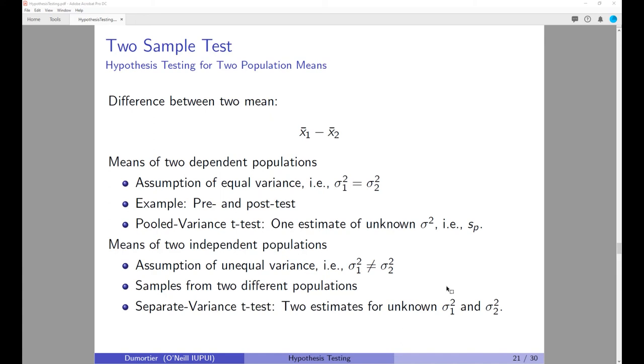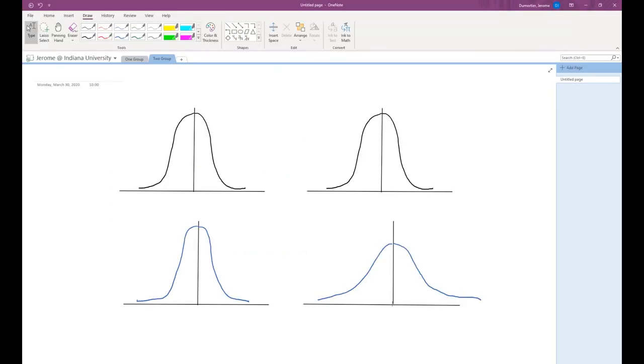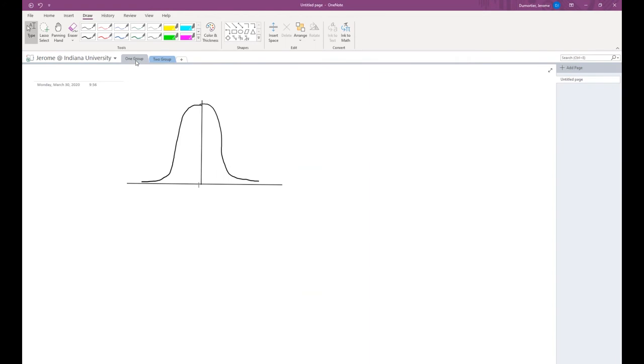Now, consider the following. What we have seen during the last lecture, when we are just looking at one sample, is that, for example, we are looking at water pressure, where we hypothesize that the water pressure is 50 psi. We take the sample, we calculate the mean, and then we conduct a hypothesis test based on that sample.